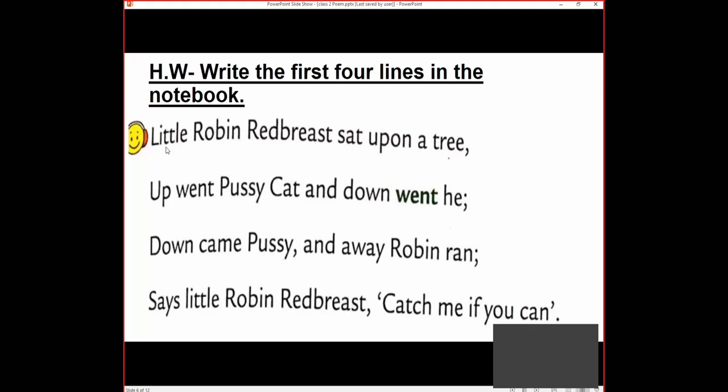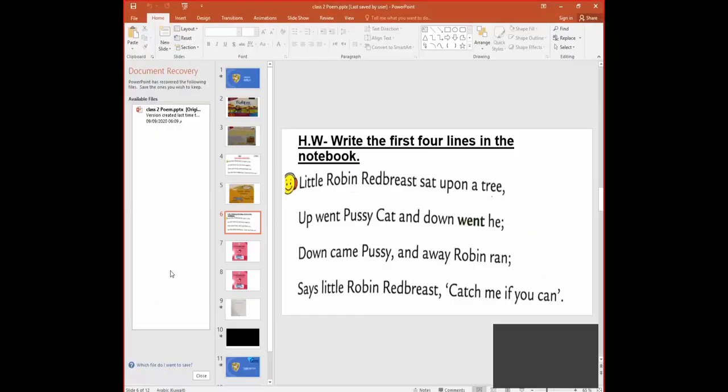So I want you to write these four lines. Now this you will write for your homework. These four lines you are going to write in your English notebook. That's it. Okay? I will upload this homework, so don't worry. Is it clear to you all? Children, are you all there? Is it clear? Yes, teacher. Remember one thing, the first four lines of your poem. You see on the screen over here, the first four lines. Okay, children?